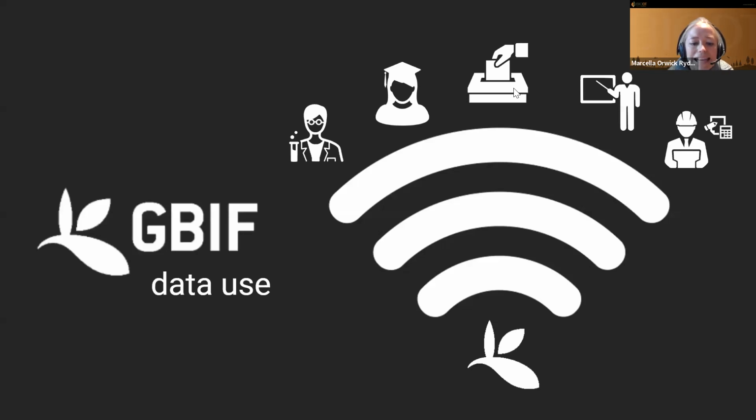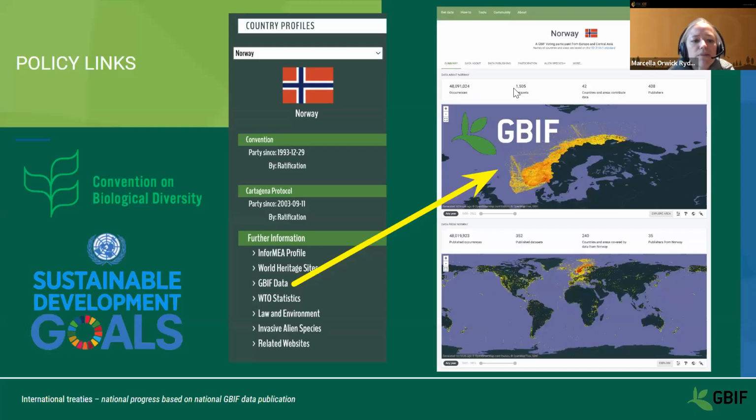And now a bit on the data use. So GBIF has pretty strong policy links with their work, with the Convention on Biological Diversity, as well as within the UN sustainability goals. And so here we have one snapshot of how GBIF data in Norway is used within the Convention on Biological Diversity.